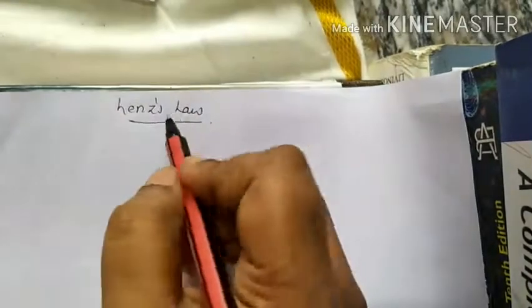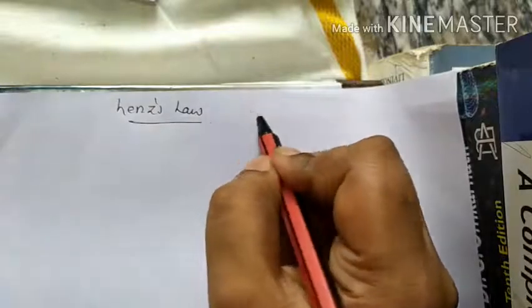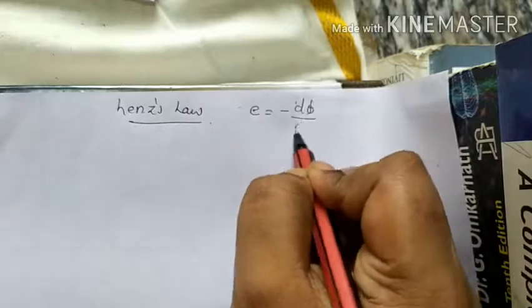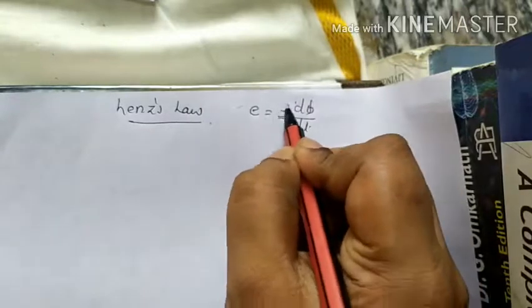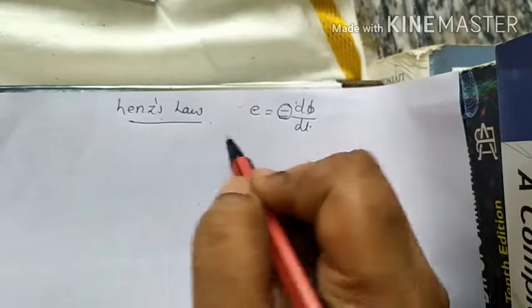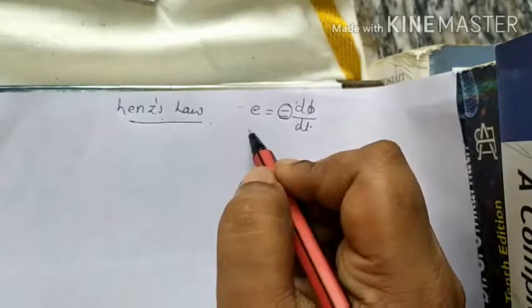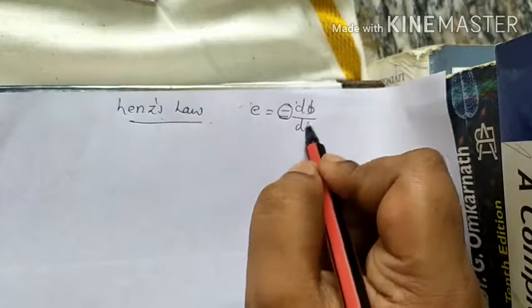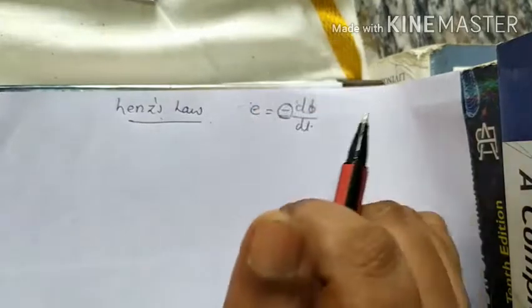This Lenz's law gives you the explanation for why minus is written in this formula, E is equal to minus d phi by dt. Why this minus comes up is explained by Lenz's law. Clear? Now we know the magnitude of EMF is equal to d phi by dt. Please register that in your mind.